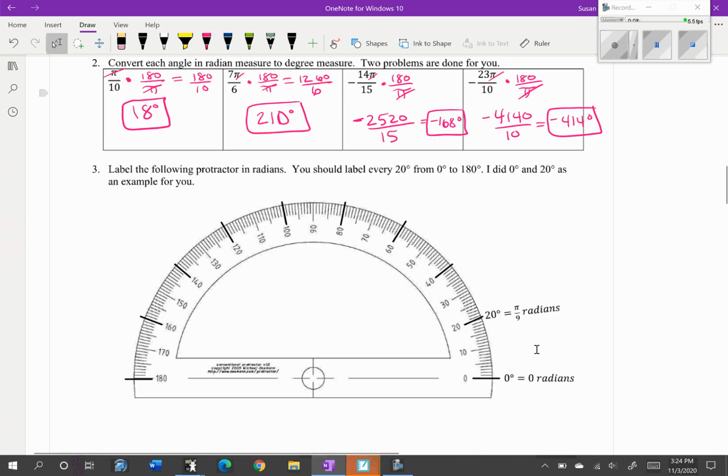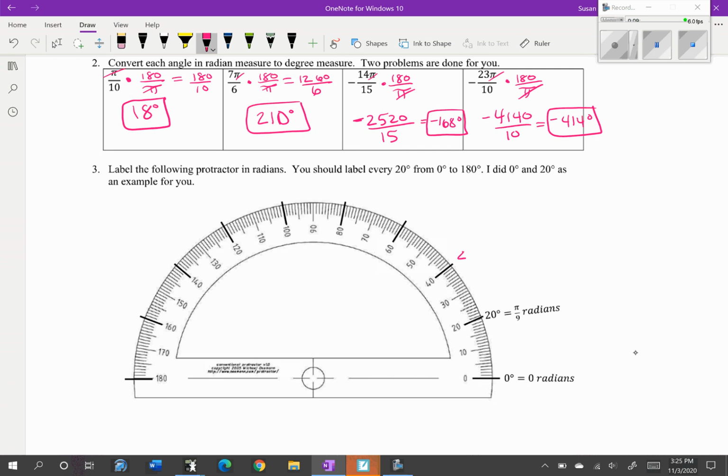So for the next part, for question 3, it says label the following protractor in radians. You should label every 20 degrees from 0 to 180. So I did 0 and 20 for the examples for you. So why don't you go ahead and pause the video and do the 40, 60, 80, etc. all the way up to 180 on your own. When you're done, you can unpause the video to check your work.